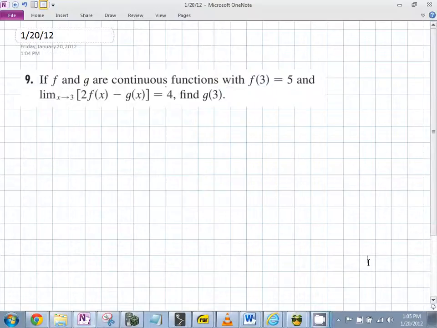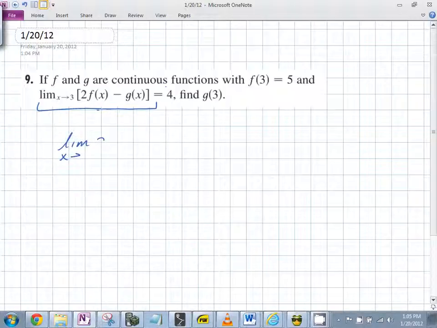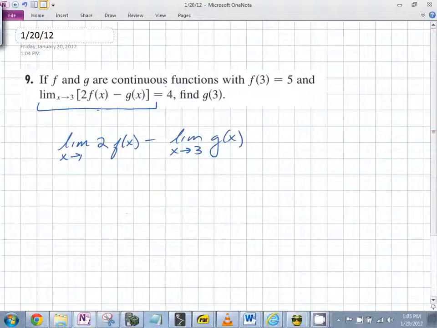The first thing you need to do is separate this out into two limits. Can someone tell me what this breaks apart into? The limit as x goes to 3 of 2f of x, minus the limit as x goes to 3 of... What can you do with that 2? Pull it out. Exactly. You pull this out to here, so you get 2 times the limit as x goes to 3 of f of x minus the limit as x goes to 3 of g of x.